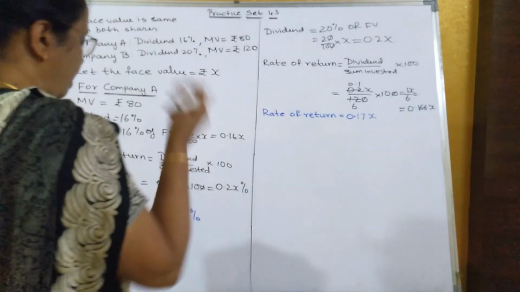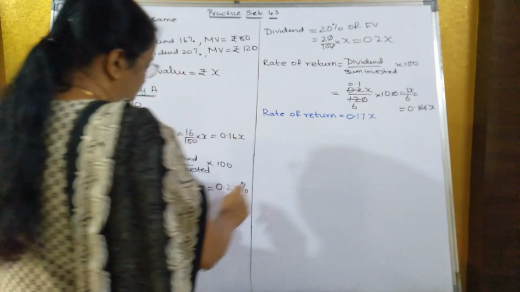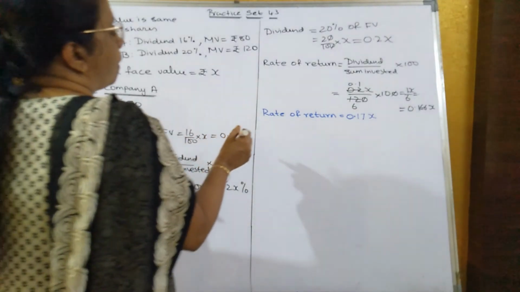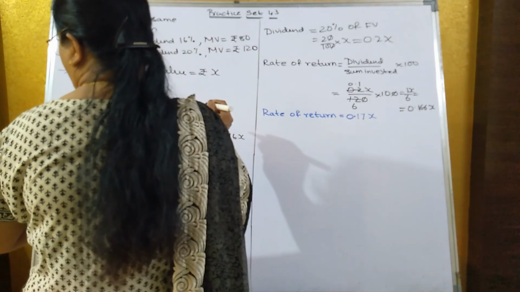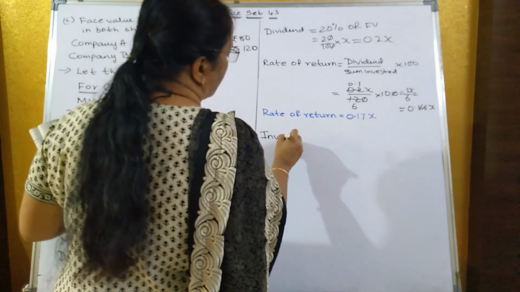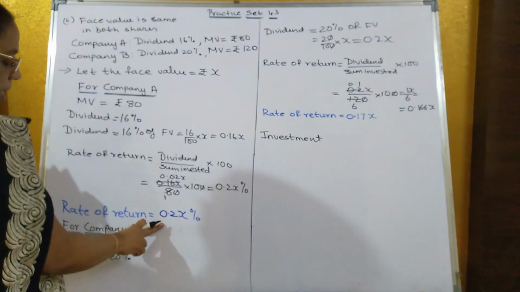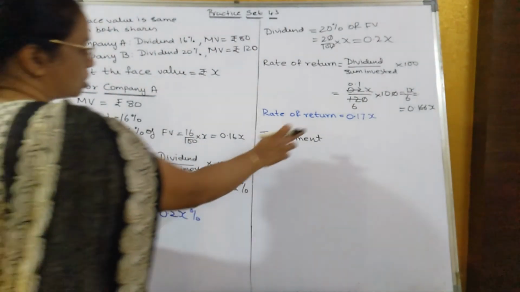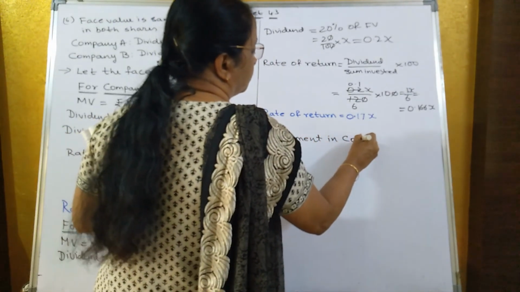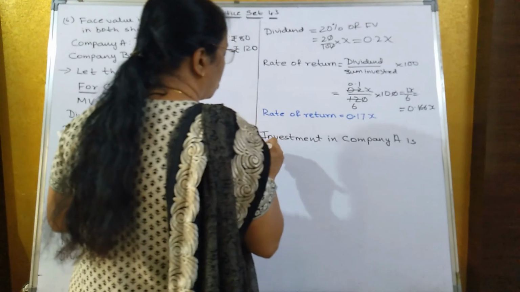So in the first case it was 0.2, and this is 0.1. So which is bigger? 0.2 is bigger. So which investment out of the following is more profitable? Company A is more profitable because this is 0.2 and this is 0.1. So investment in company A is more profitable.